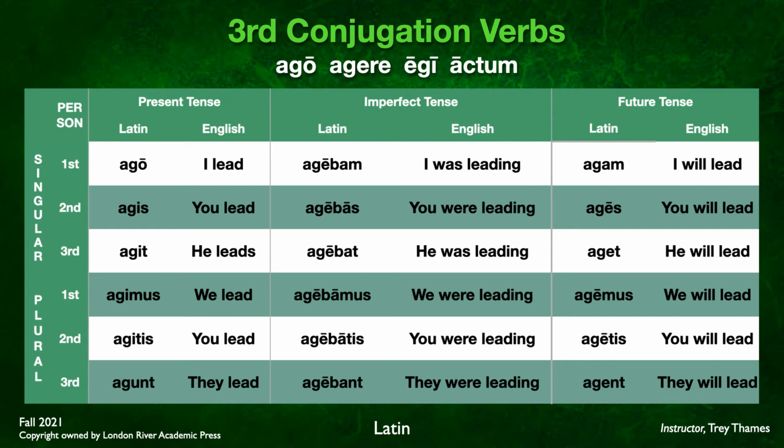And the translation for this is: I lead, you lead, he leads, we lead, you all lead, and they lead. Now for the imperfect, again, this one is probably the easiest of the three. We take the standard imperfect endings, -bam, -bas, -bat, -bamus, -batis, -bant, and we add the AGE, which we would expect. AG from agere, just drop the RE, we end up with AGE, and we add that together. Agebam, agebas, agebat, agebamus, agebatis, agebant.